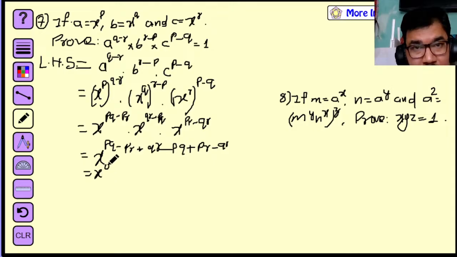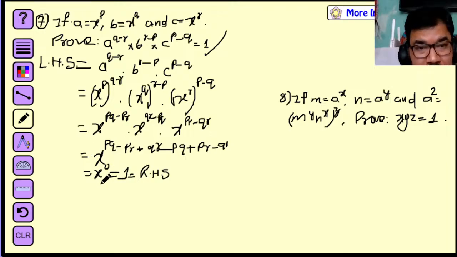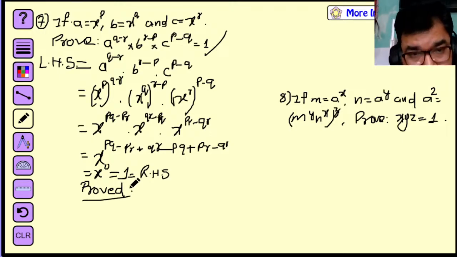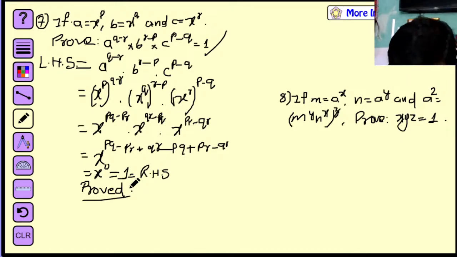X to the power 0 means its value is 1, right? It is our question to prove right here. Right hand side proved. We brought this one, okay? This one came, then proved right here. It was asked to prove, then we proved it. It is proved here, okay? Like this, we have to prove this question. And now let's move here for the next question.